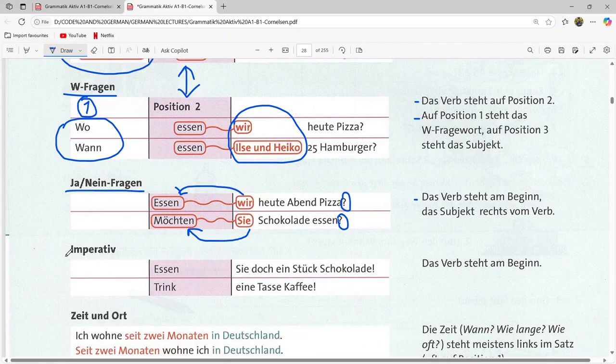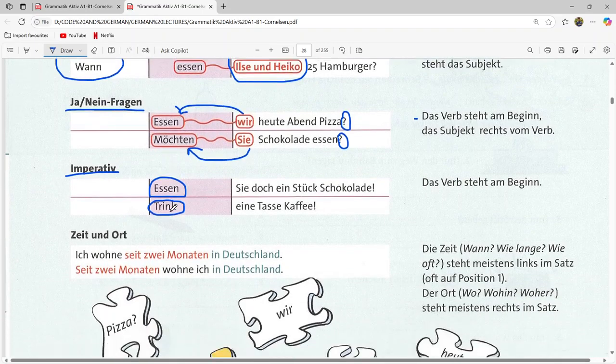The next one is imperative. We also did another chapter with imperative. In the imperative, at the beginning we use the verb. Imperative is like advice or order-based sentences. Essen Sie doch ein Stück Schokolade. So eat a piece of chocolate. Trink eine Tasse Kaffee. So drink a cup of coffee. In these cases the verb is at the very beginning of the sentence, also for Ja-Nein-Fragen.